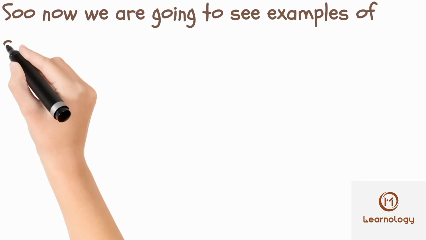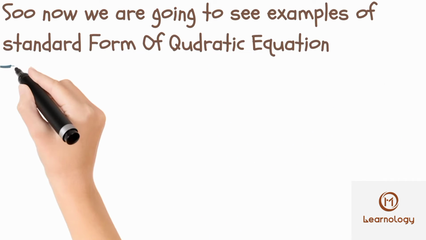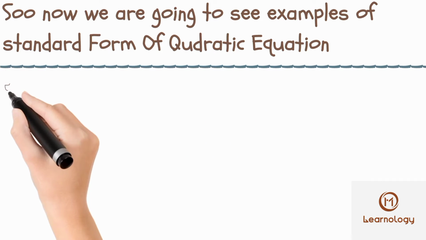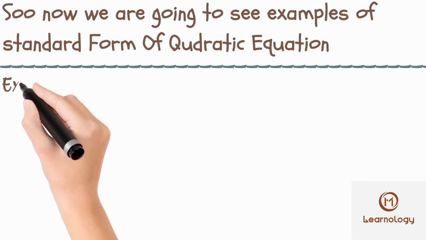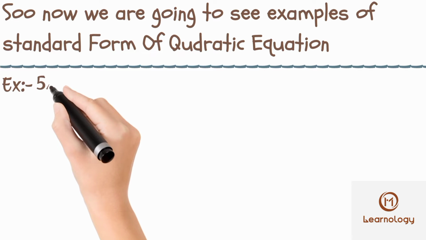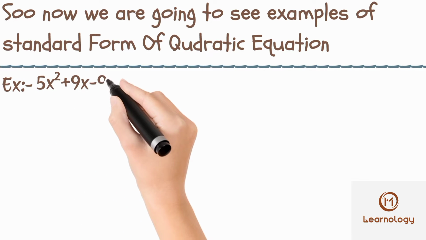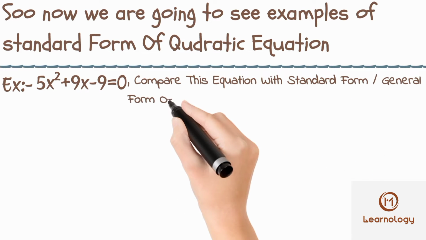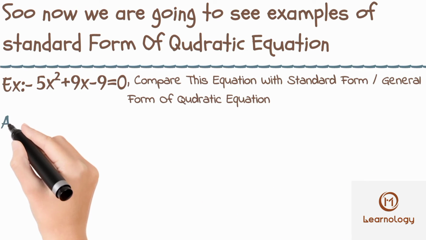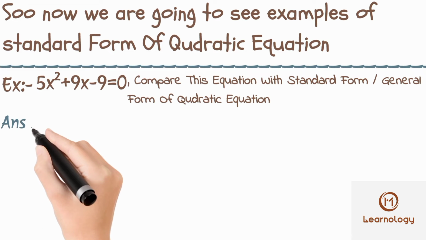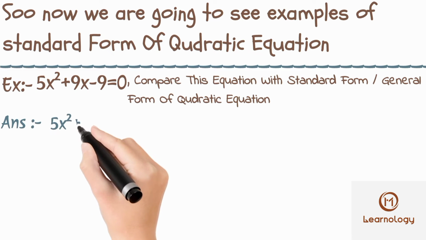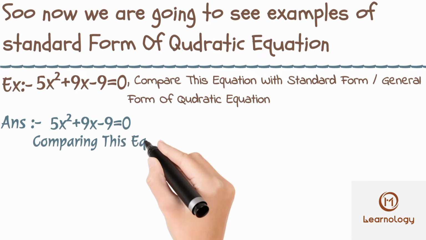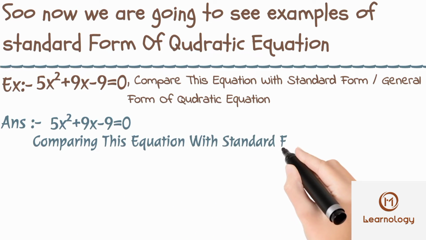So now we are going to see an example of the standard form of a quadratic equation. Example: 5x square plus 9x minus 9 is equal to 0. Compare the equation with the standard form or general form of a quadratic equation. Answer: 5x square plus 9x minus 9 is equal to 0. Compare this equation with the standard form.